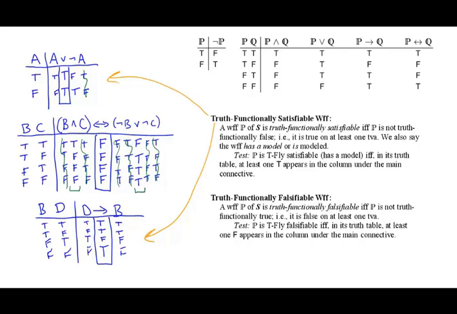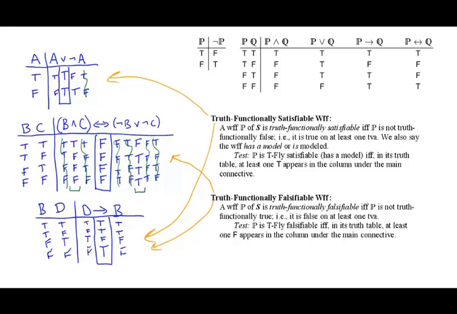The other is truth functionally falsifiable. A formula is truth functionally falsifiable if and only if it's not truth functionally true. That is, it's false on at least one truth value assignment. It can be false. And we see that this is the case here and here.